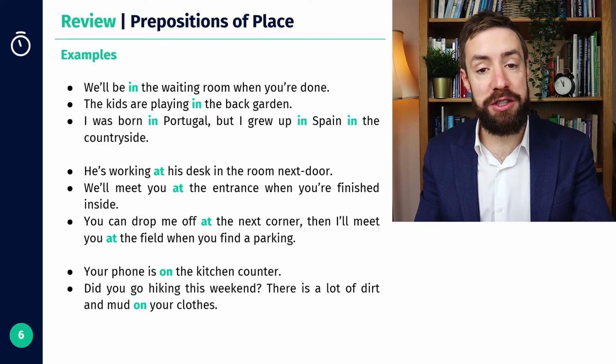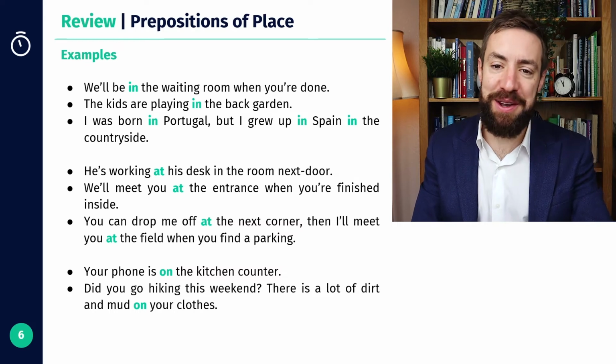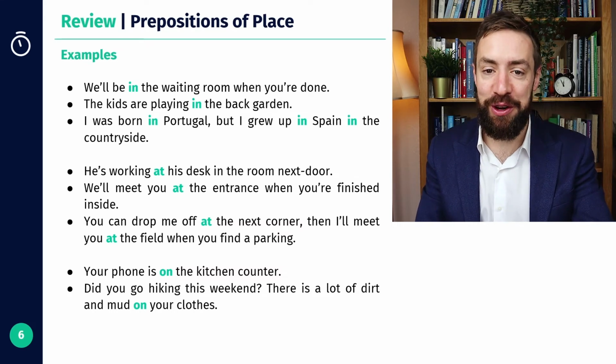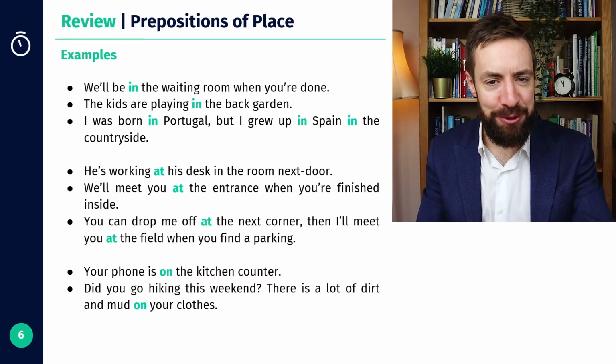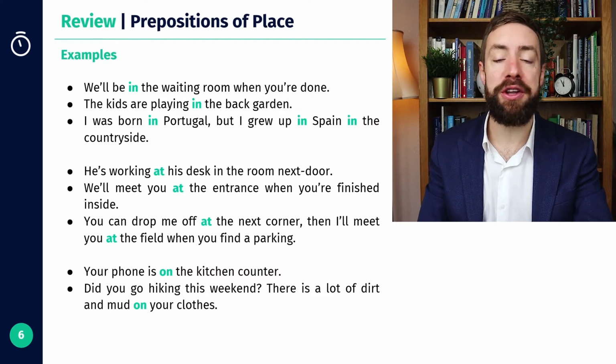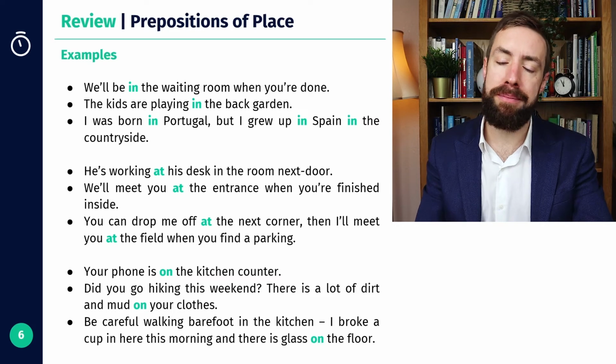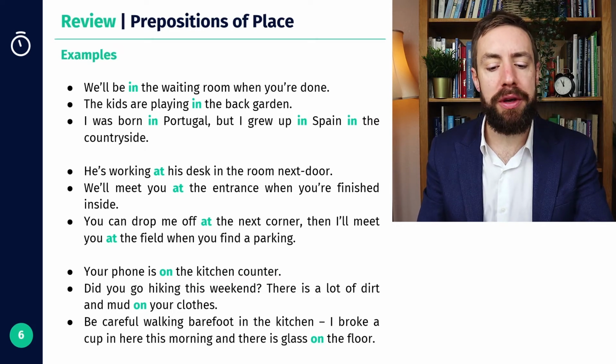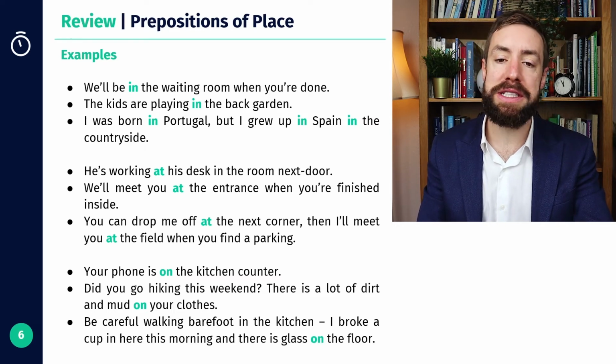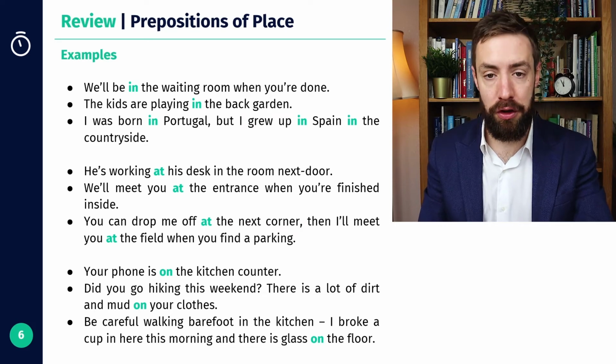Did you go hiking this weekend? There's a lot of dirt and mud on your clothes. Your clothes are very dirty. Your clothes need a wash. And finally, be careful walking barefoot in the kitchen. I broke a cup in here this morning and there is glass on the floor.